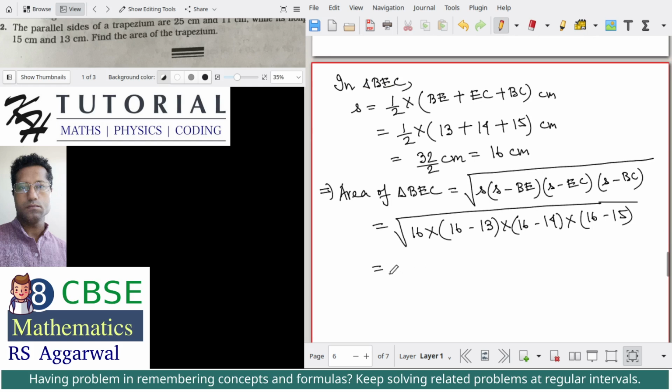So this is equal to the square root of 16 multiplied by 3 multiplied by 2 multiplied by 1. It is not coming as a perfect square. 16 multiplied by 3 multiplied by 2 multiplied by 1. 3 into 2.